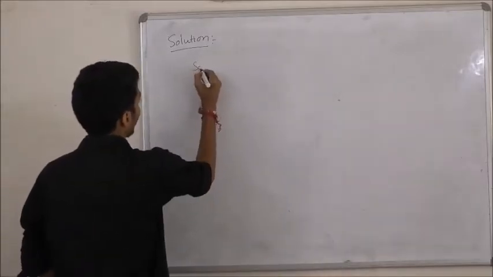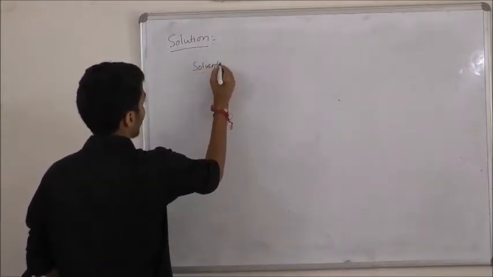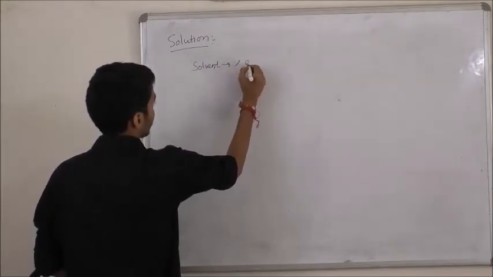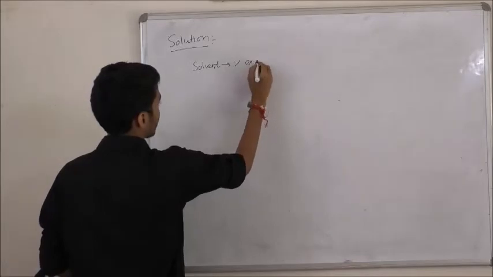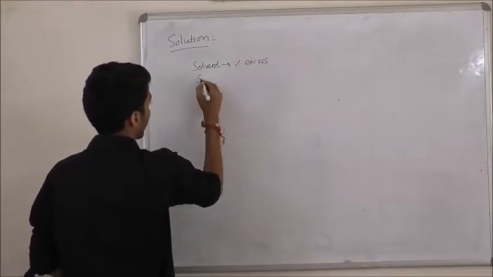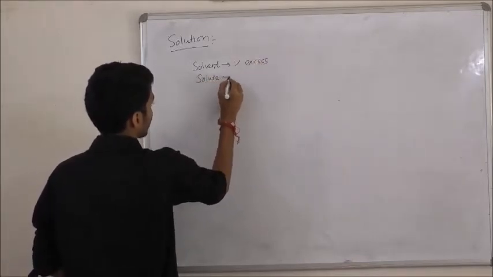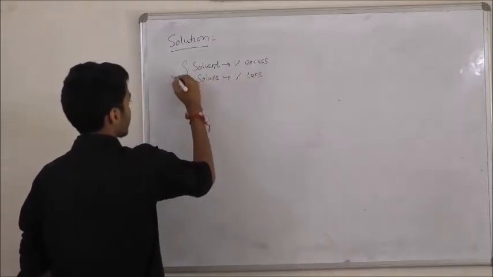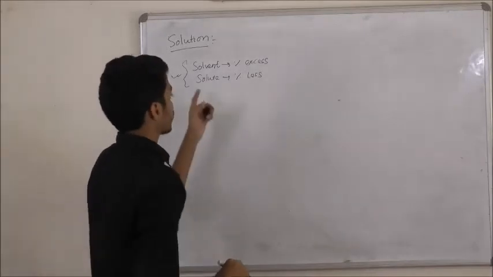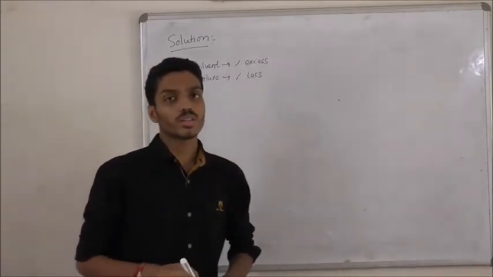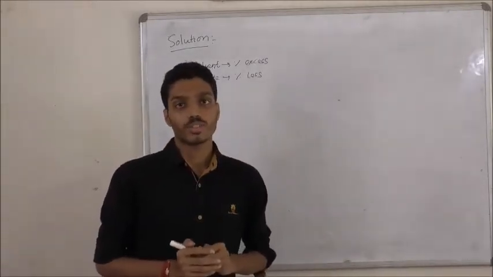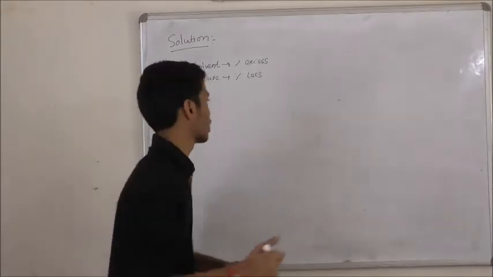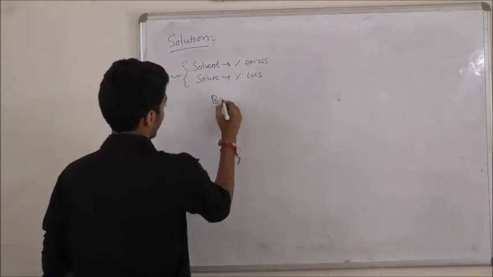So we have two components: one is solvent, which is present in higher amount or percentage, and another component is solute, with less percentage. Today we will mainly discuss binary solution, which is a solution where two components are present.